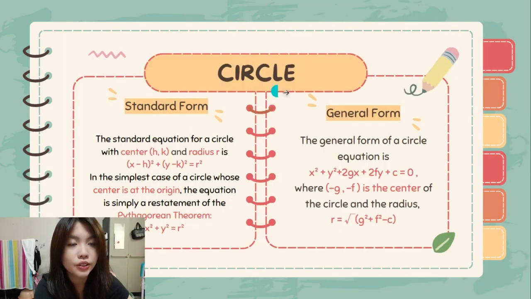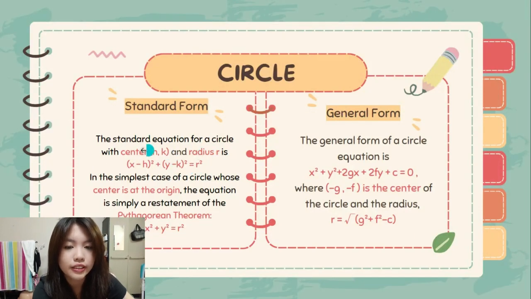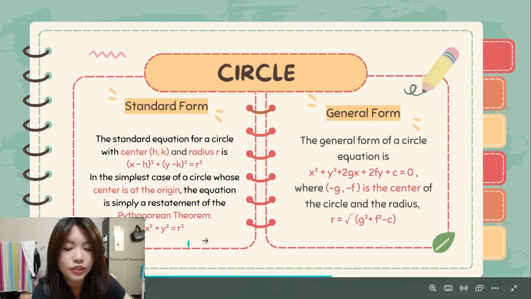Now I want to describe the standard form and general form of the circle equation. The standard equation for a circle with center h, k and radius r is x minus h squared plus y minus k squared equals r squared. In the simplest case, a circle whose center is at the origin, the equation is simply a restatement of the Pythagorean theorem: x squared plus y squared equals r squared.